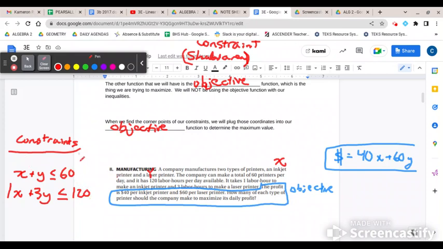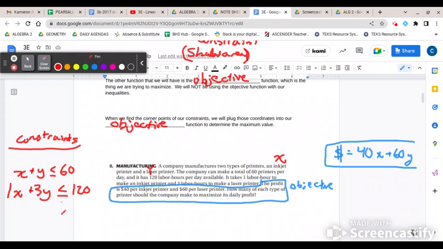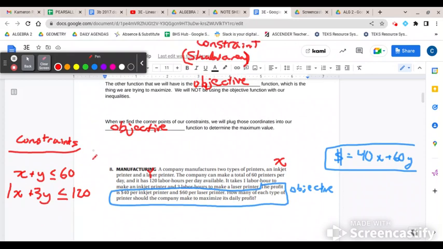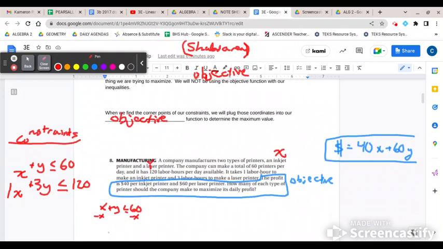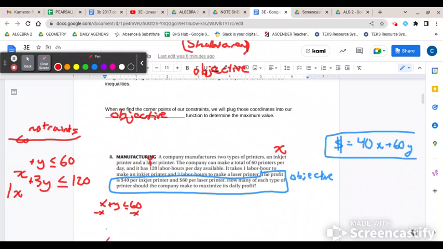So what we've got to do with our constraints is make a system of inequalities. In order to do this system, first we've got to get y by itself. So when we have x plus y is less than or equal to 60, we minus x, we minus x. So our first equation, y is going to be less than or equal to 60 minus x.